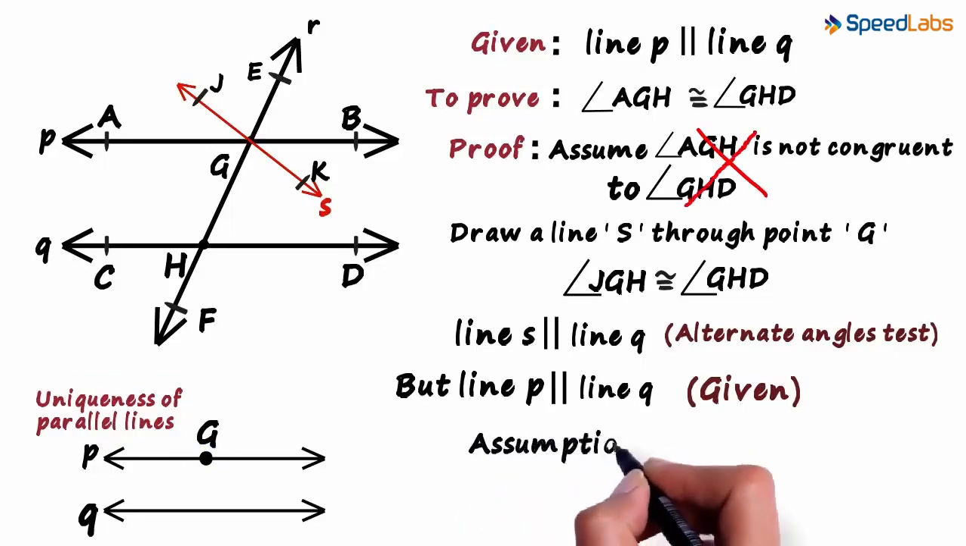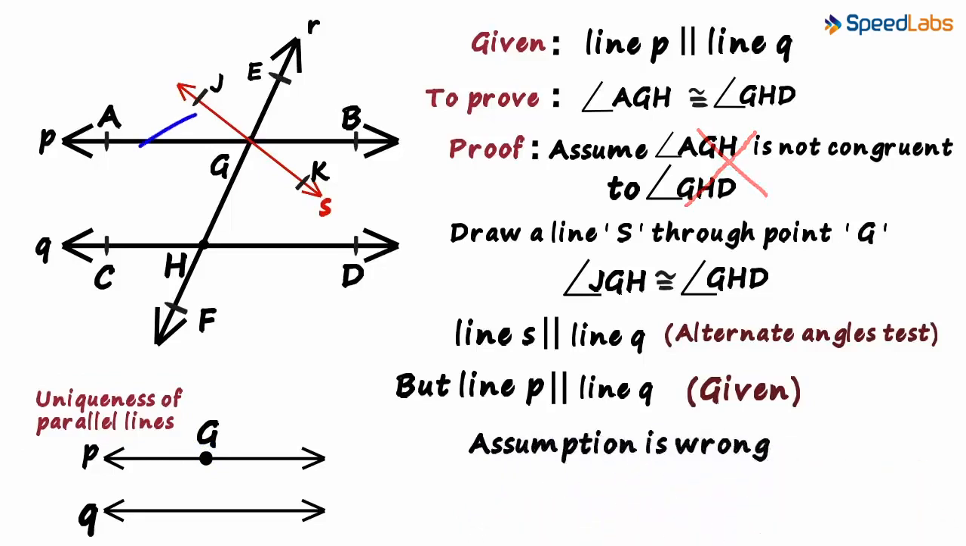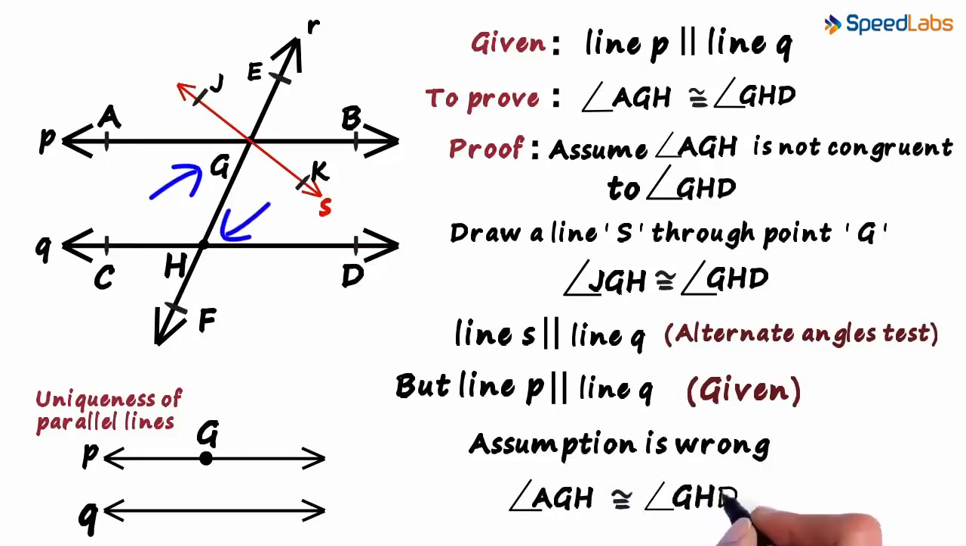So our assumption is wrong. There cannot be another line S which is parallel to line Q and which also passes through point G. This tells us that line P is parallel to line Q and angle AGH is congruent to angle GHD.